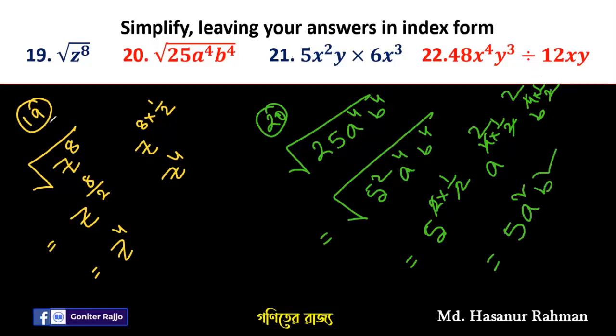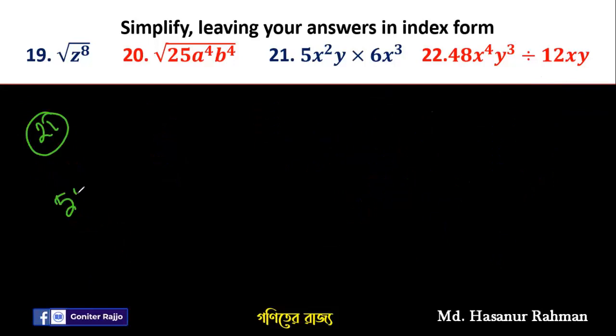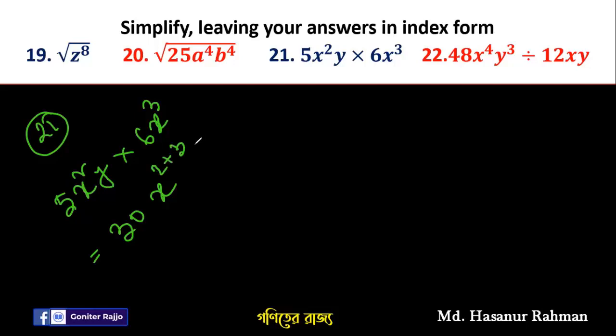Now number 21. 21 says 5x square y multiplied by 6x cube. Look, 5 multiplied by 6, that will be 30. x to the power, here the power of x is 2, here the power of x is 3. So x to the power 2 plus 3 into y. So the answer will be 30 x to the power 2 plus 3, that is 5, y.